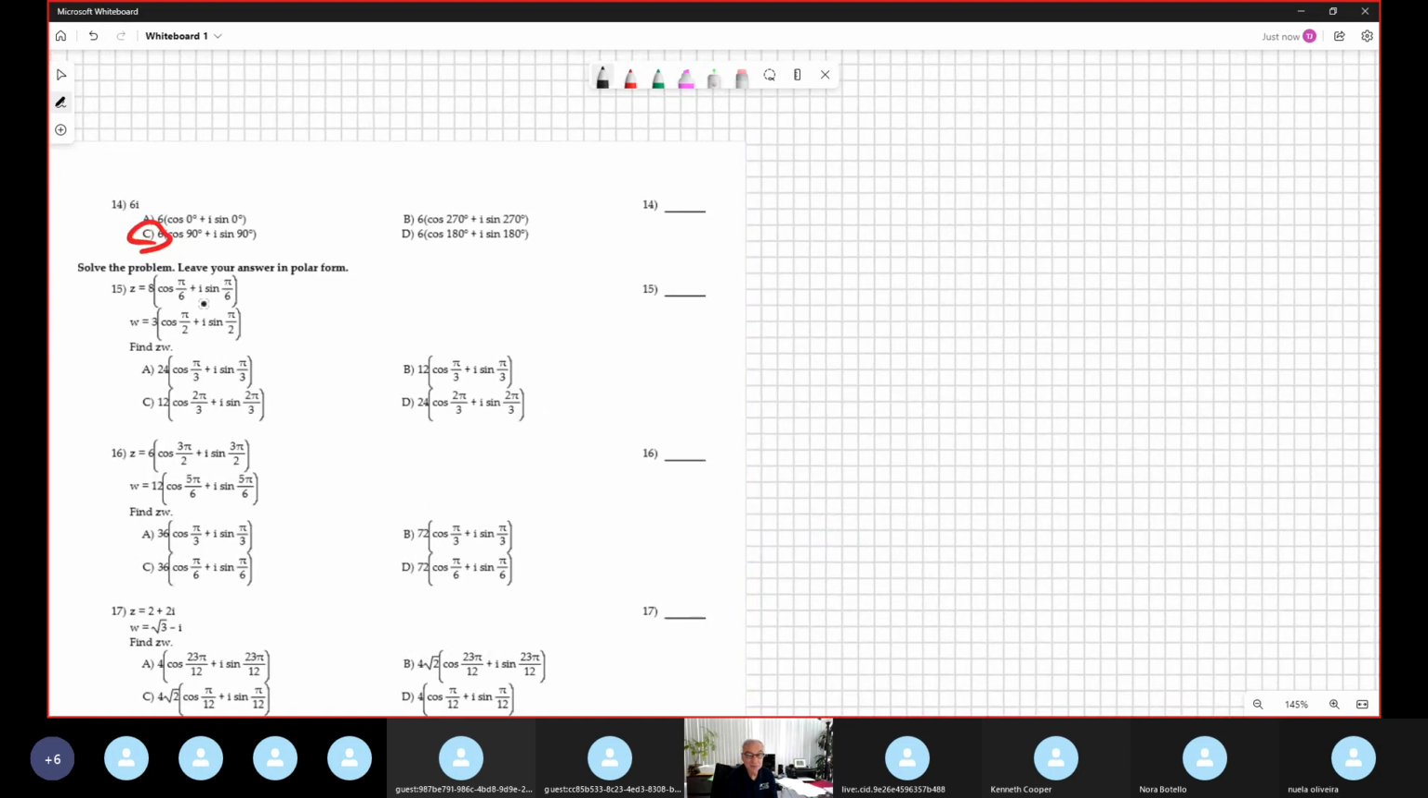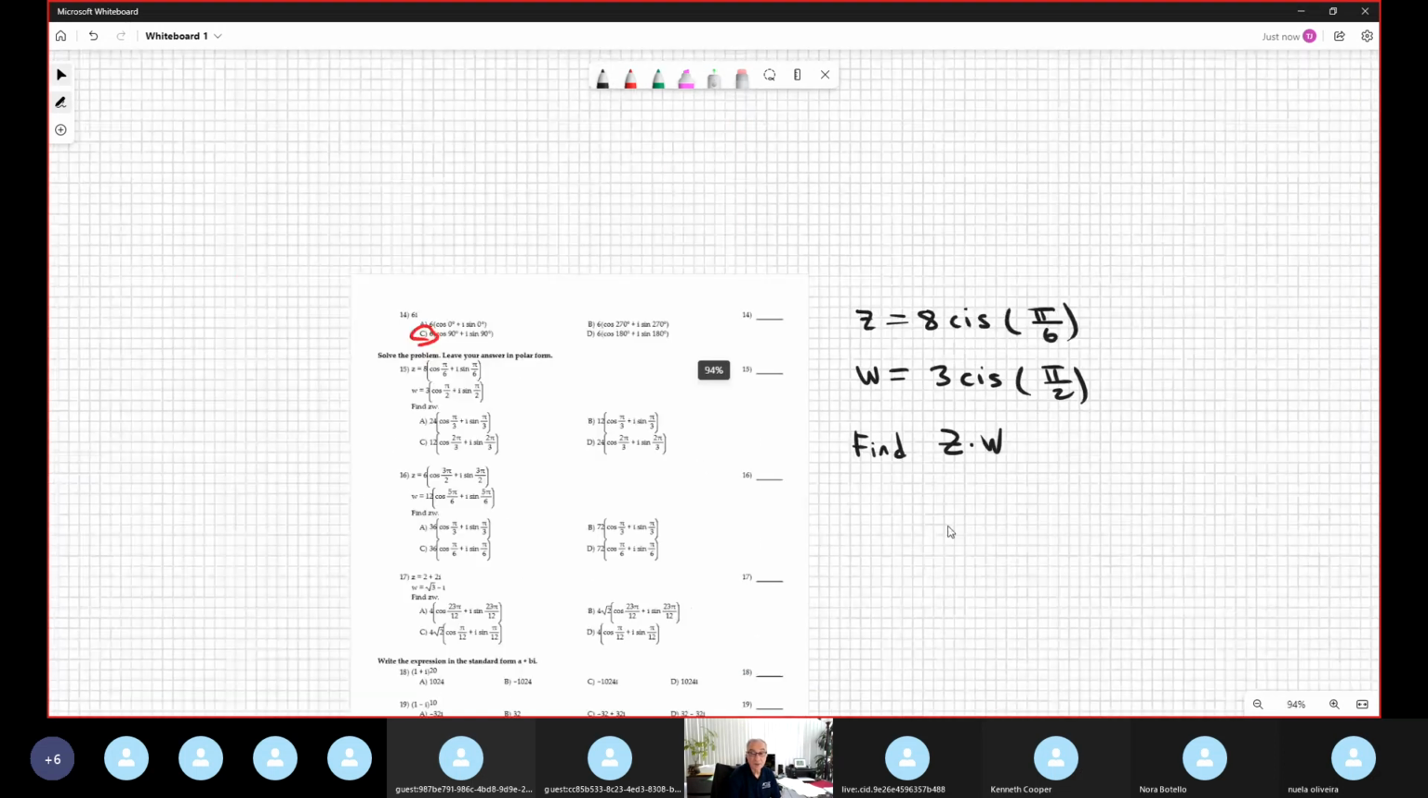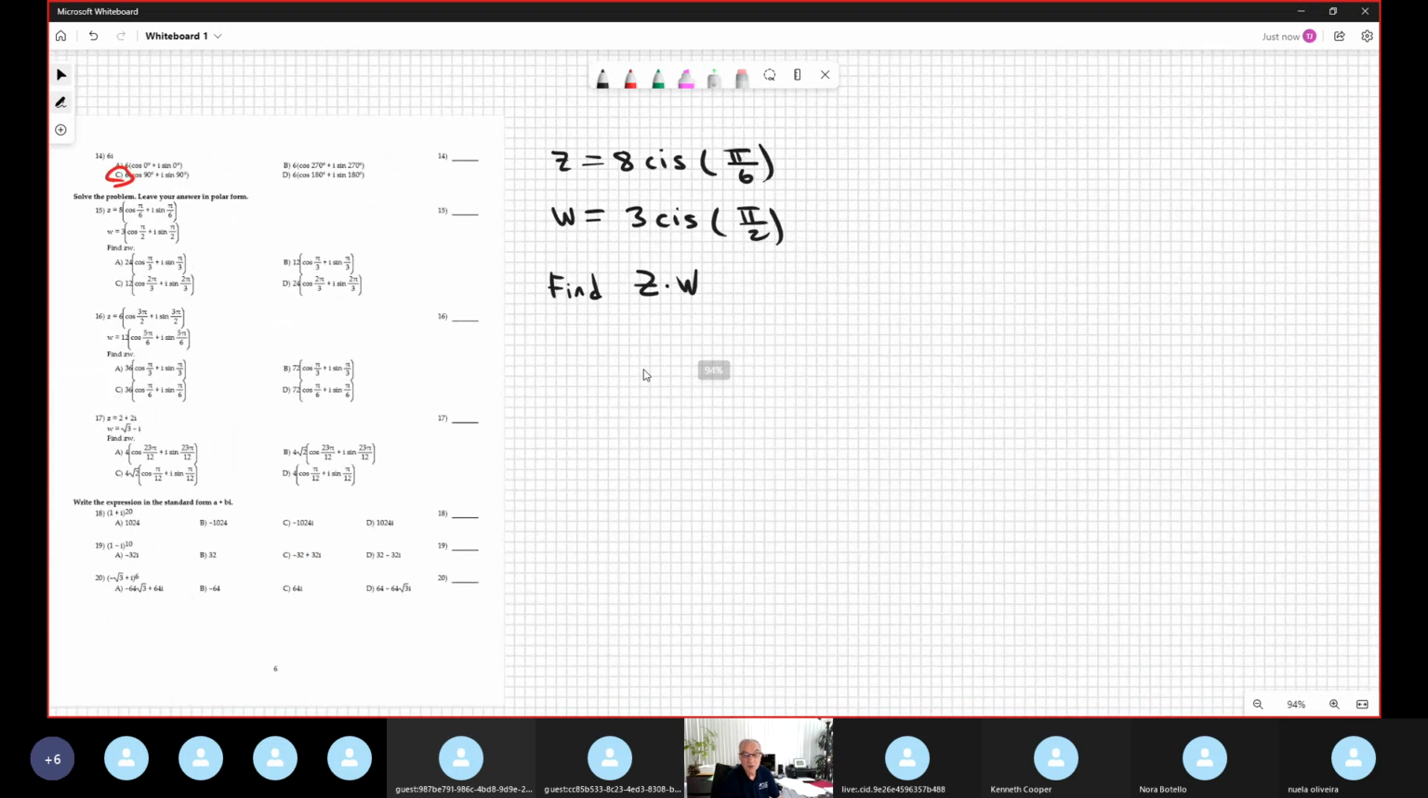Suppose C is equal A cosine I sine pi over 6. Okay, and W is 3 times cosine I sine pi over 2. And they want you to find the multiplication. So C times W. Entonces, what is the formula? What is the formula that we are using for multiplication? Multiplication is you have two complex numbers. Suppose the first complex number is R1 cosine I sine theta 1.